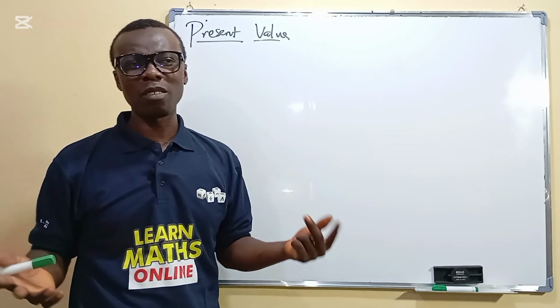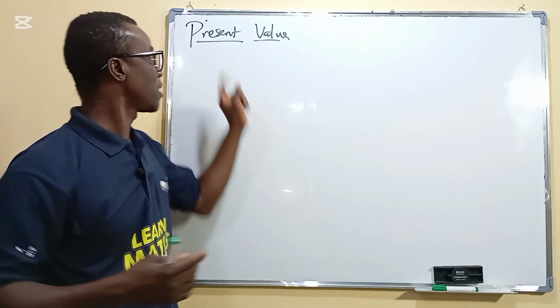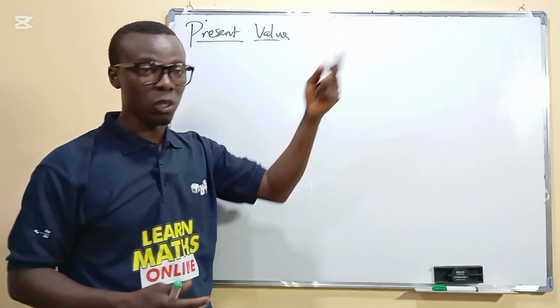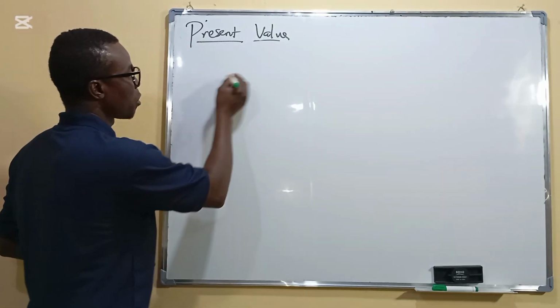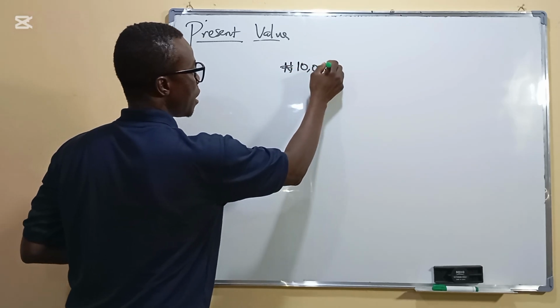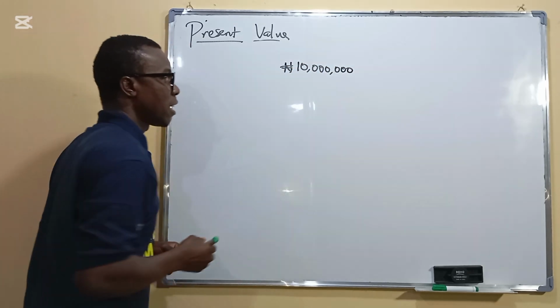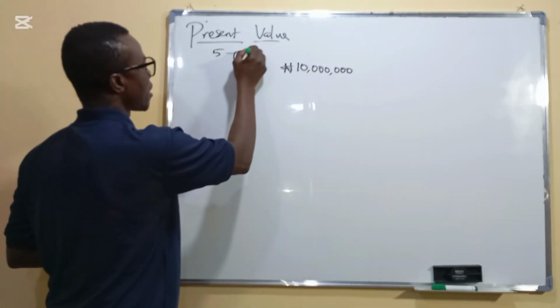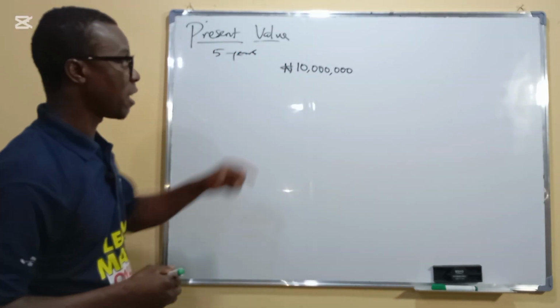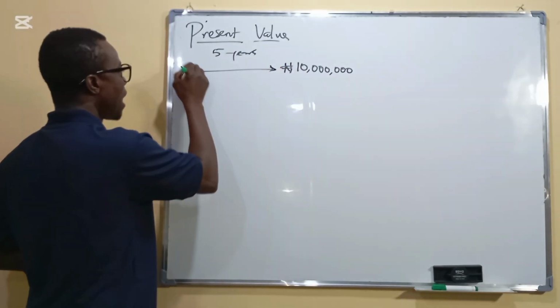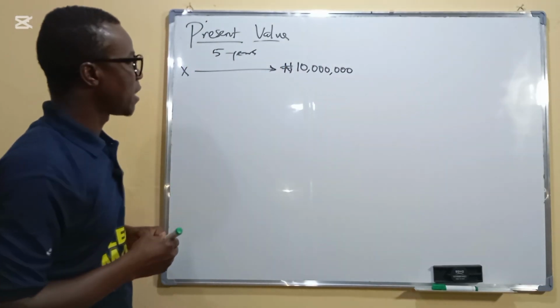So when we say present value, what do we mean? As the name implies, present value. The value here, present. So there's a goal. Let me just give an illustration. I want to accumulate 10 million naira in the future, let's say 5 years' time. I want to accumulate 10 million naira in 5 years' time. So how much do I need now?